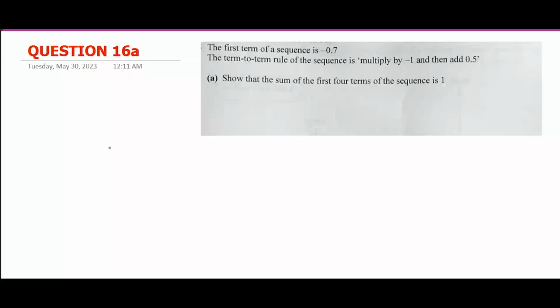So in this case, we need to get the first 4 terms. The first one is giving us minus 0.7. That's the first term. Now the second term will be minus 0.7 times minus 1. That will be positive 0.7. Then add 0.5. So that will be 1.2. That will be the second term.